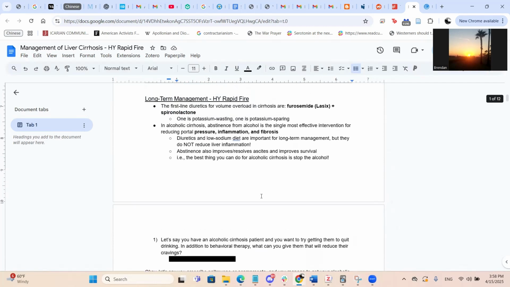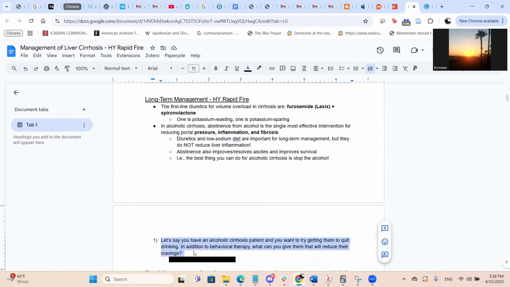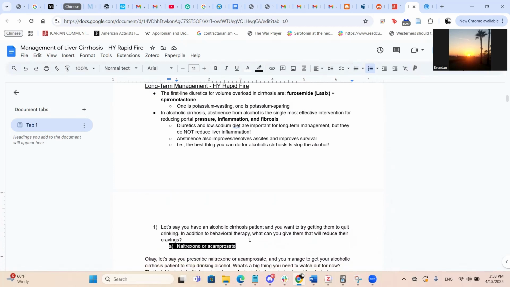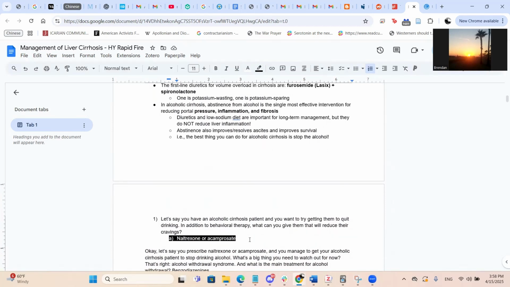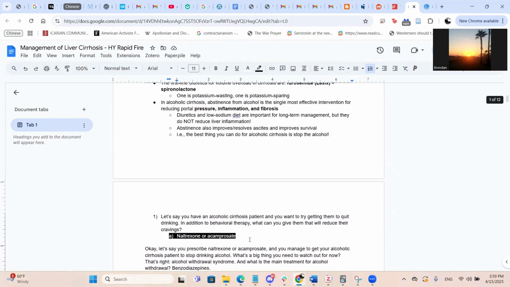So let's say you have an alcoholic cirrhosis patient and you want to try getting them to quit drinking. In addition to behavioral therapy, what can you give them that will reduce their cravings? For anyone who said naltrexone or acamprosate, you would be correct. Both these medications reduce cravings in alcohol use disorder. So, let's say you prescribe naltrexone or acamprosate, and you manage to get your cirrhotic patient to stop drinking alcohol. Awesome. What's a big thing you need to watch out for now?